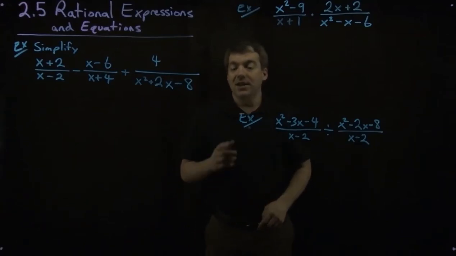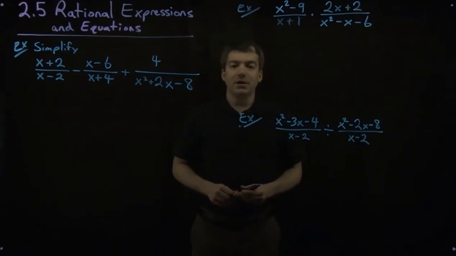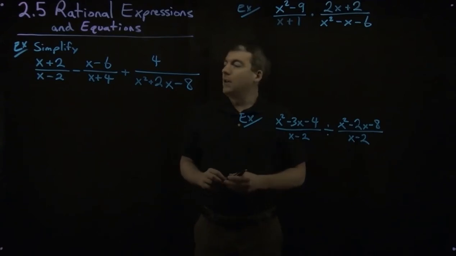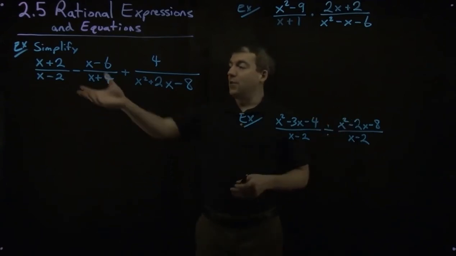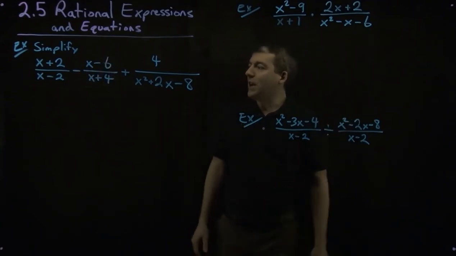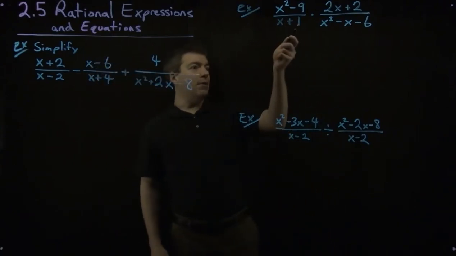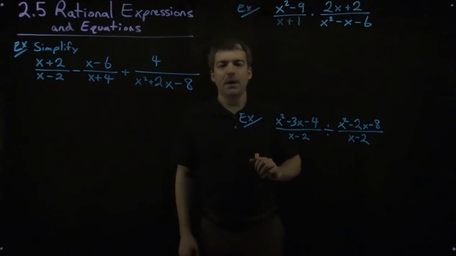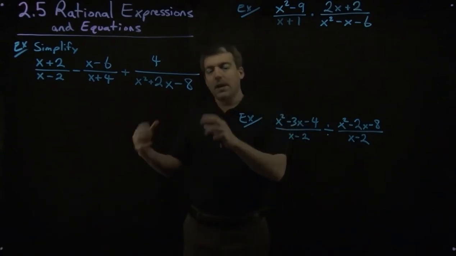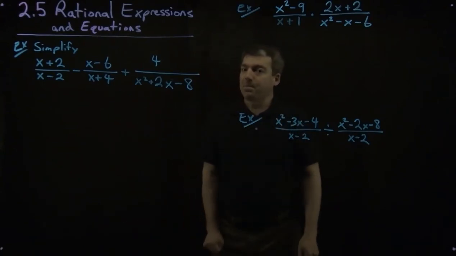Again, let's continue looking at rational expressions. This time we're going to combine them using arithmetic operations. So for example, here we have a subtraction and an addition of a bunch of rational expressions. Here we have a multiplication, and here we have a division. So we're going to combine them and then simplify them.